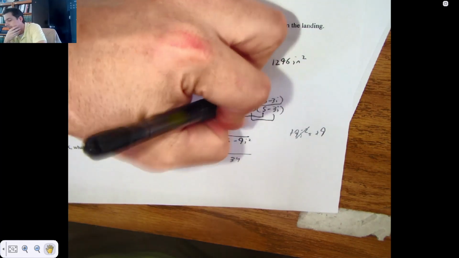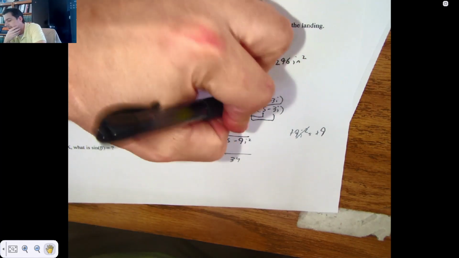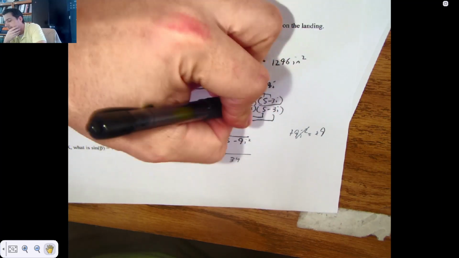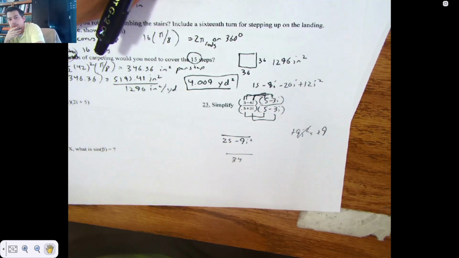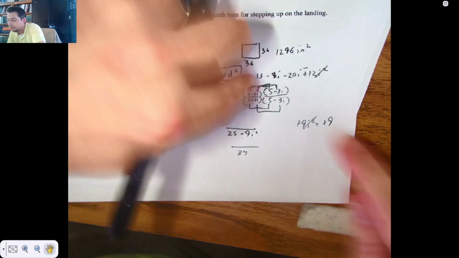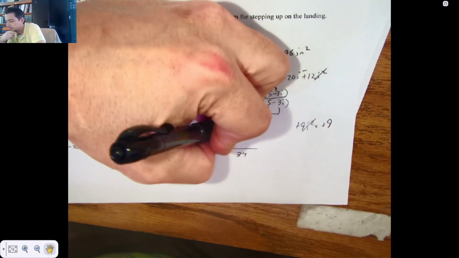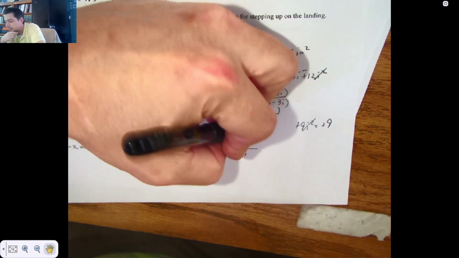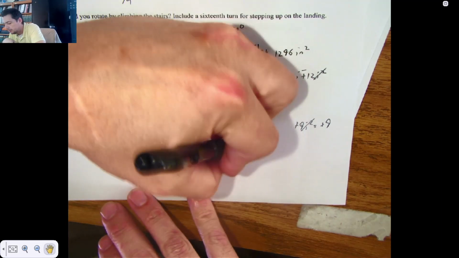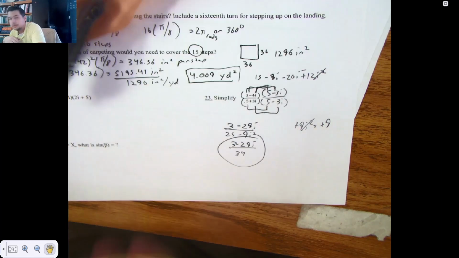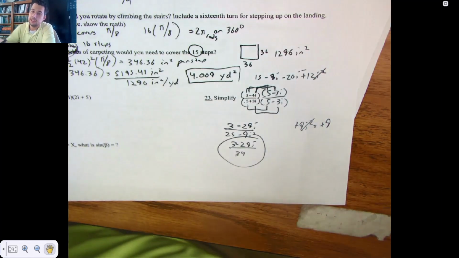The top you need to FOIL. 3 times 5 is 15. Minus 9i, oops, minus 20i, plus 12i squared. 12i squared becomes negative 12. 15 minus 12 is 3, and negative 9i minus 20i is negative 29i. Oops, I put that in the wrong spot. 3 minus 29i. Now, you can actually check yourself with the TI-84.